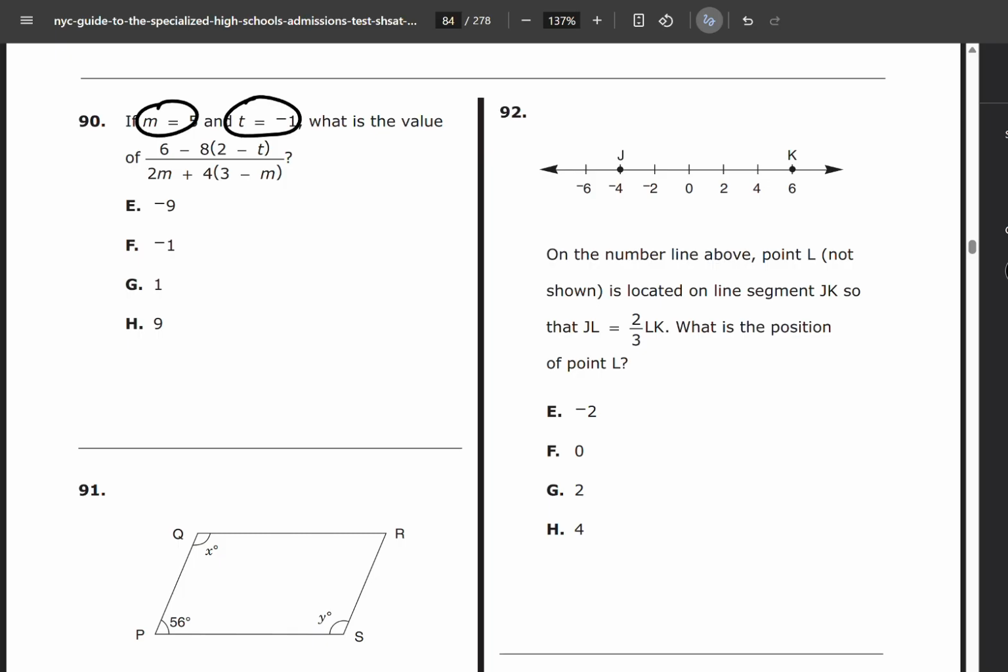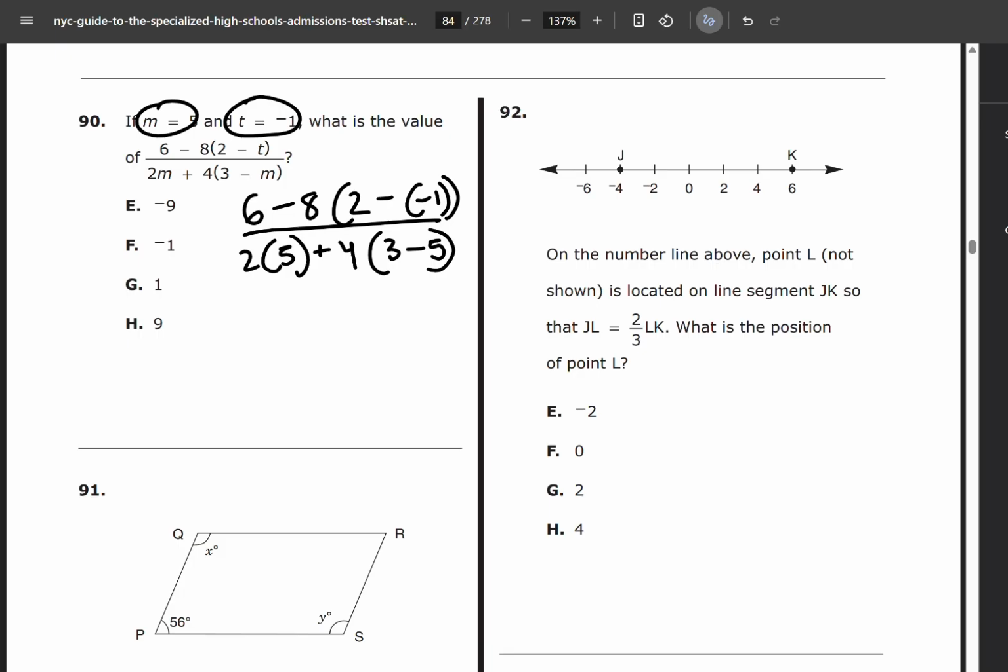So in my opinion, the best way to solve these problems is by rewriting them with the appropriate values. So that's exactly what we're going to do. 6 minus 8, 2 minus, and we said t equals -1. So -1 over 2, m is equal to 5, 5 plus 4, 3 minus 5. Cool. So now, just like any other expression, we're going to solve. Okay, and let's go ahead and do that.